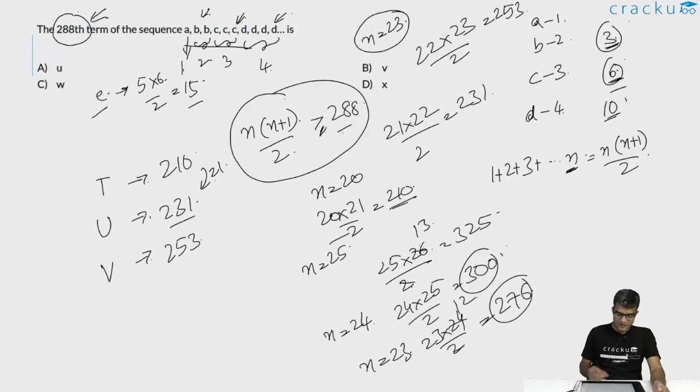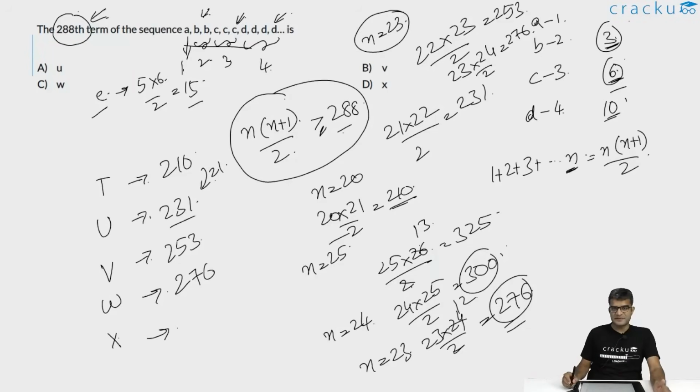After V comes W. W is repeated 23 times. So this will be 276. This will be 23 into 24 divided by 2, which is equal to 276, like we expected. Now the next one is X, and the last time X is repeated is 276 plus 24, which is 300. 288 will lie somewhere in the middle. So the correct answer for this is X.